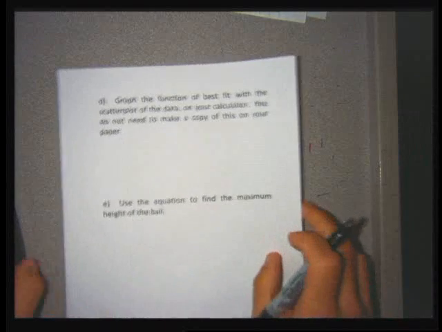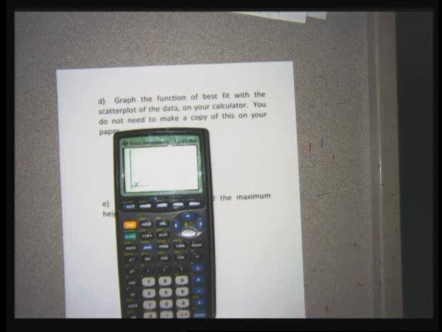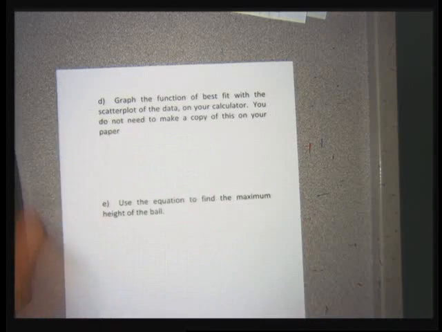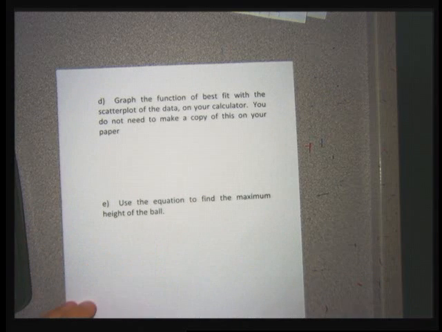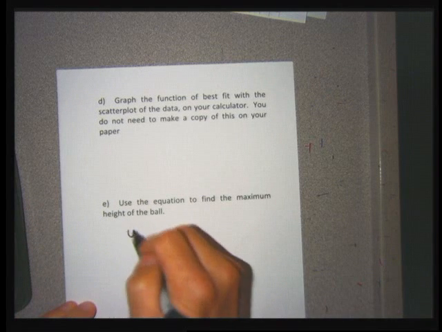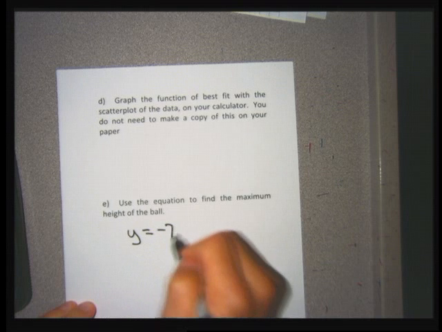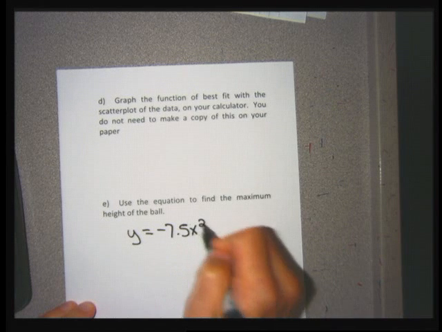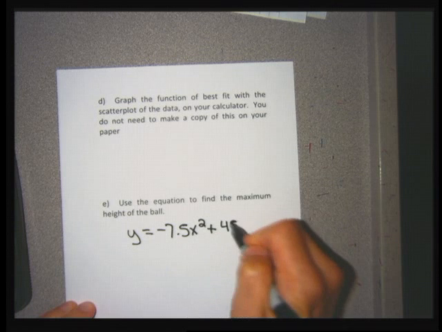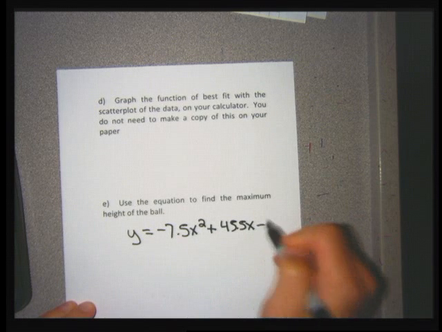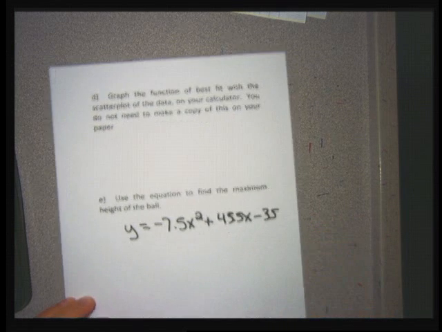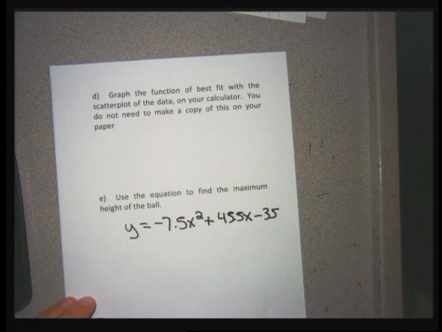Part D says to do the graph on your calculator. Don't make a copy. So there's my graph on my calculator. E wants me to predict the maximum height. The maximum height is the y-coordinate of the vertex, which means I need to be able to find the vertex to get the maximum height. The x-coordinate of the vertex is the time that it gets the maximum height. The y-coordinate is the maximum height.